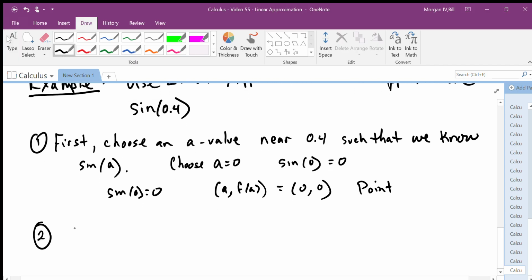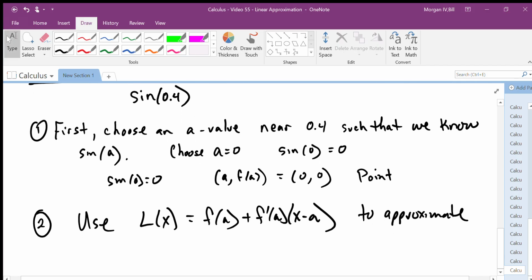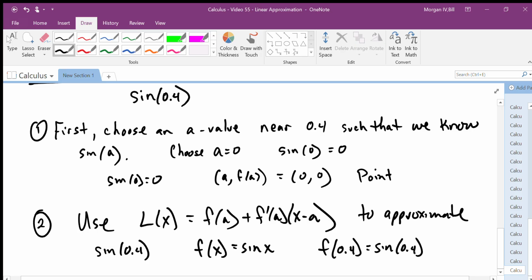Step 2. Once I know that, I want to use that linear approximation. You need to know this formula: f of a plus f prime of a times x minus a, to approximate the sine of 0.4. In other words, the function we're talking about is the sine of x. And what I'm looking for is, what is f of 0.4? What is the sine of 0.4? That's what I'm trying to approximate. In order to do that, I want to use this function here.